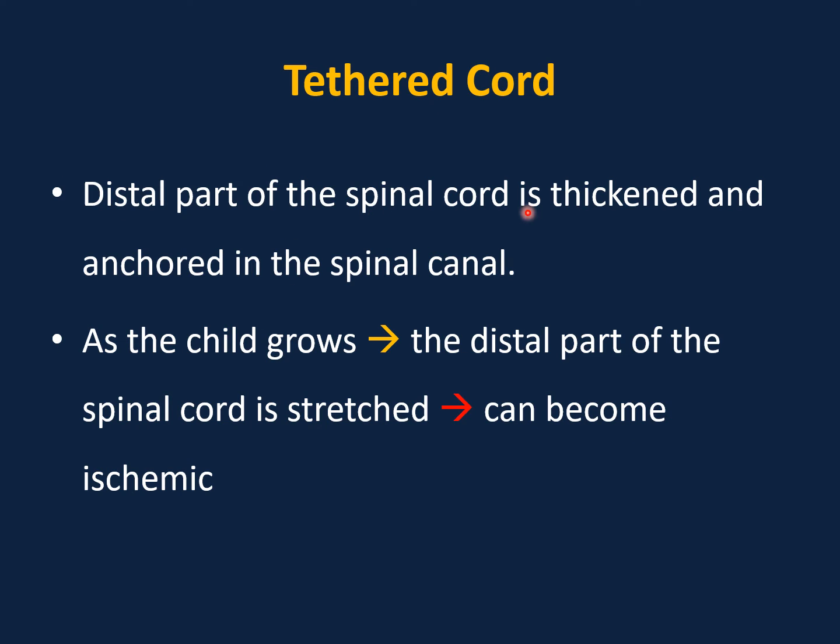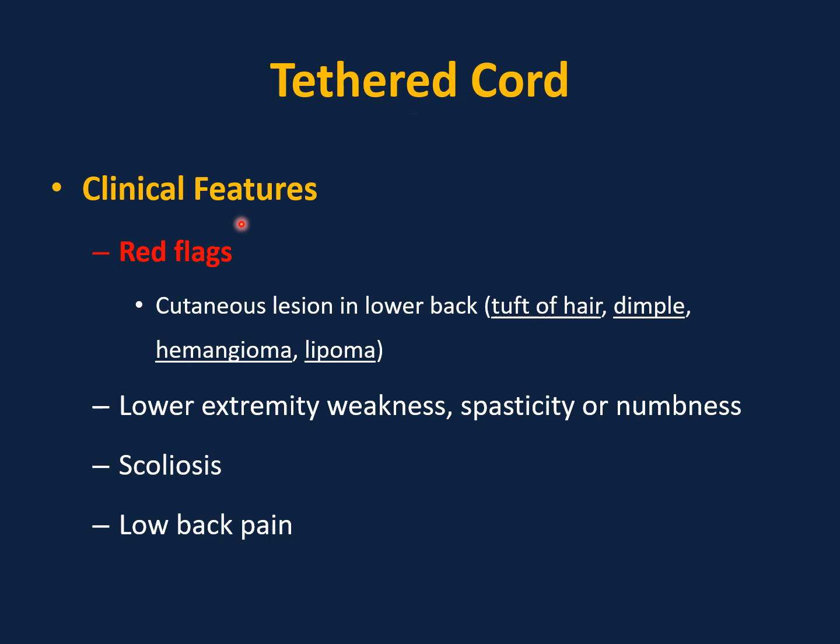The distal part of the spinal cord is thickened and anchored into the spinal canal. As the child grows, the distal part of the spinal cord is stretched and can become ischemic and develop symptoms. Tethered cord clinical features: the red flag is a cutaneous lesion in the lower back, like a tuft of hair, dimple, hemangioma, lipoma. This is a red flag for possible underlying tethered cord.